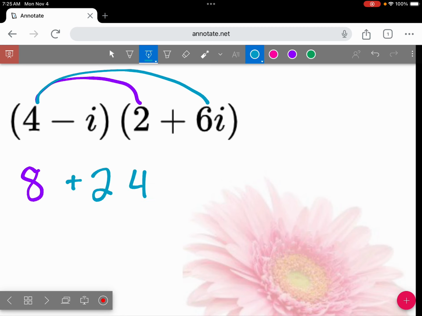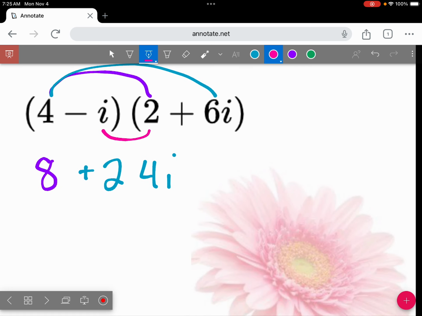What's up? Did I is negative, so think of it as minus i or minus 1i. The i is negative. My brain is negative. That's okay. Treat it just like it was an x. If it was a minus x, what would you do? So minus i times 2, minus 2i. Minus i times 6i, we get minus 6i squared.